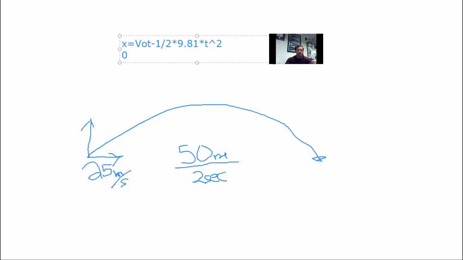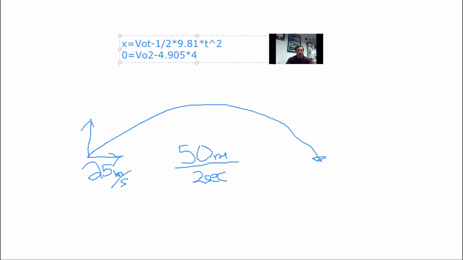Now, in this example, because it starts at 0 and ends at 0, we have 0 equals our initial velocity, which we don't know, times time, because we know it was in the air for 2 seconds, minus 1/2 of 9.81, which is going to give us, what's it going to be, 4.905 times time squared, so that's going to be 4.